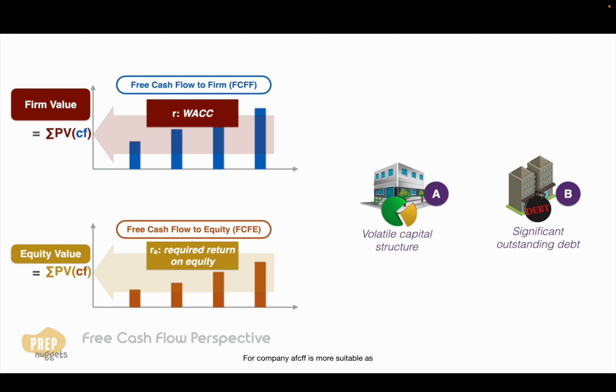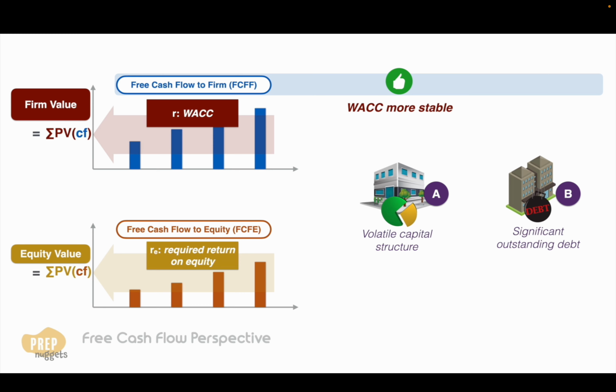For Company A, FCFF is more suitable as the WACC is likely to be more stable than the required return on equity in a scenario where leverage ratio is fluctuating. This is because as the leverage gets higher, shareholders demand a higher return. As such, making valuation based on a constant WACC is more acceptable and accurate than making valuation based on a constant required return on equity.